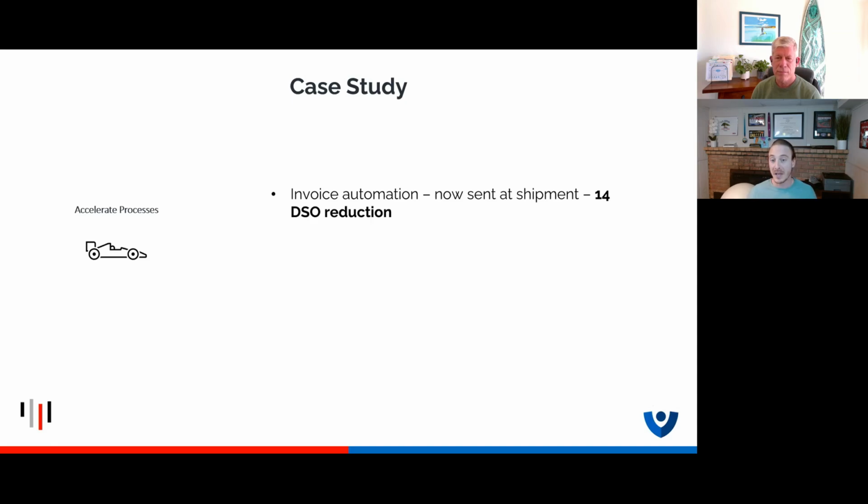So just by automating the invoice process, we can knock off 2 weeks on the days sales outstanding. So that's a huge benefit when it comes to cash flow.